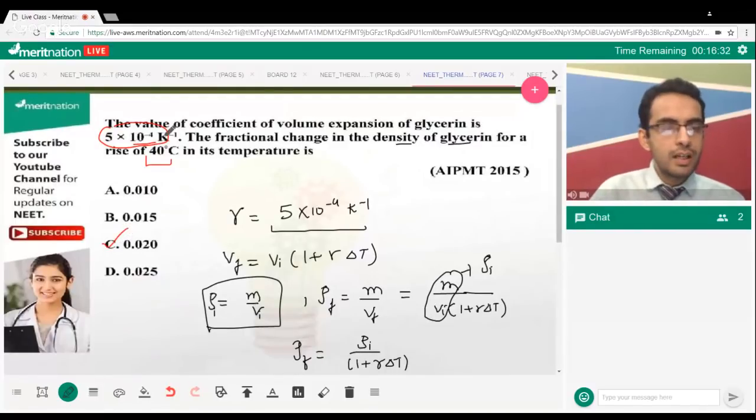One may think, sir, this gamma is per Kelvin and the temperature changes in degrees Celsius. You should know that a change in temperature, whether it's degrees Celsius or Kelvin, is actually the same. There's no difference. I'm talking about change in temperature. So C is the correct answer.